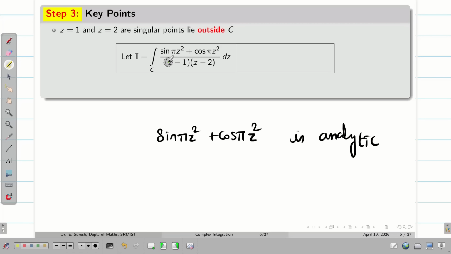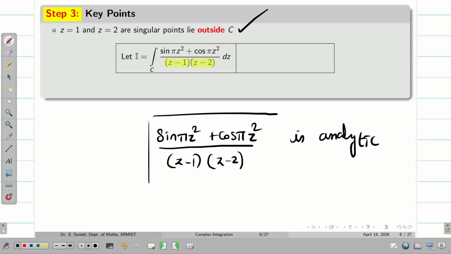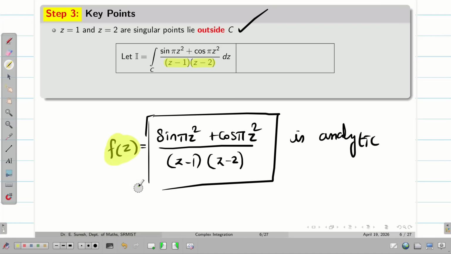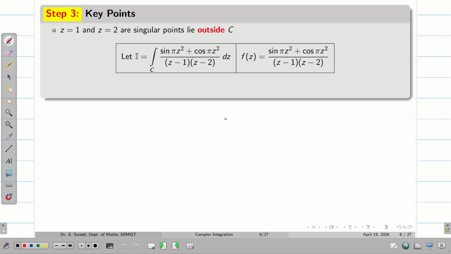Now when we see the denominator, z minus 1 and z minus 2 give singular points, but both the singular points are lying outside. So when I take these singular points in the denominator, it will not affect the analyticity. So the whole function, (sin πz² + cos πz²) divided by (z minus 1)(z minus 2), is also analytic. So I will take this as f of z. As we saw in the previous video, I always take the function f of z such that it is analytic. Since my numerator is analytic and my denominator is analytic, f of z is also analytic. So f of z is analytic everywhere inside and on C.